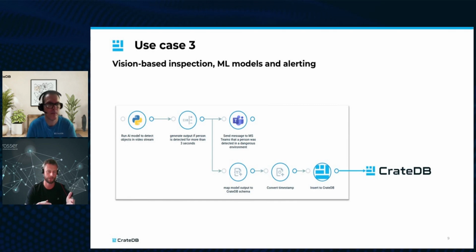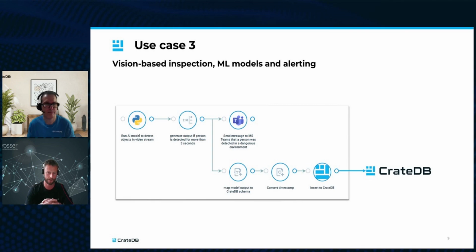So we get the results from the AI model for every frame that it detects something. And then we use one of our modules, which is called the data trigger, to detect if that AI model has detected a person in that area for more than 3 seconds. And if that is the case, we notify someone on Microsoft Teams directly. So as part of the flow, we send out a Microsoft Teams message to notify that there is a person detected in a dangerous environment.